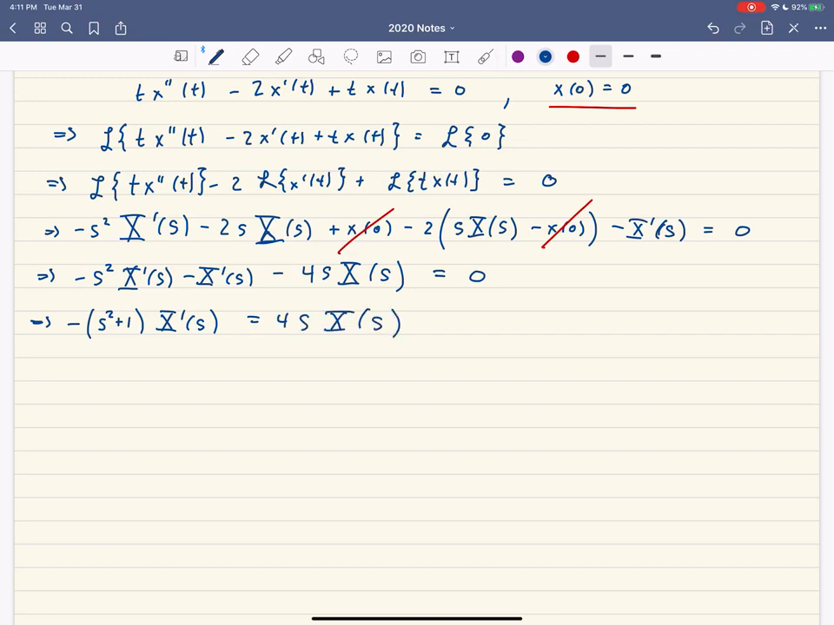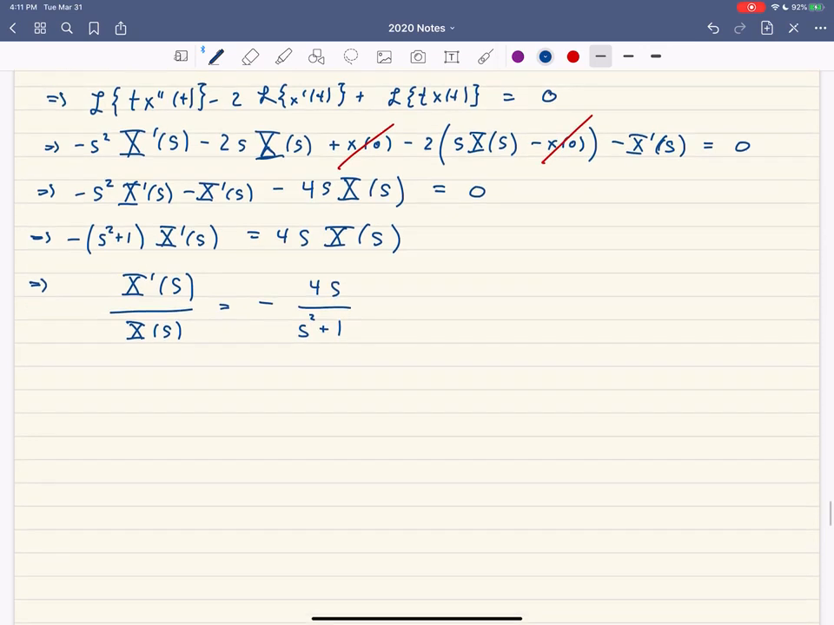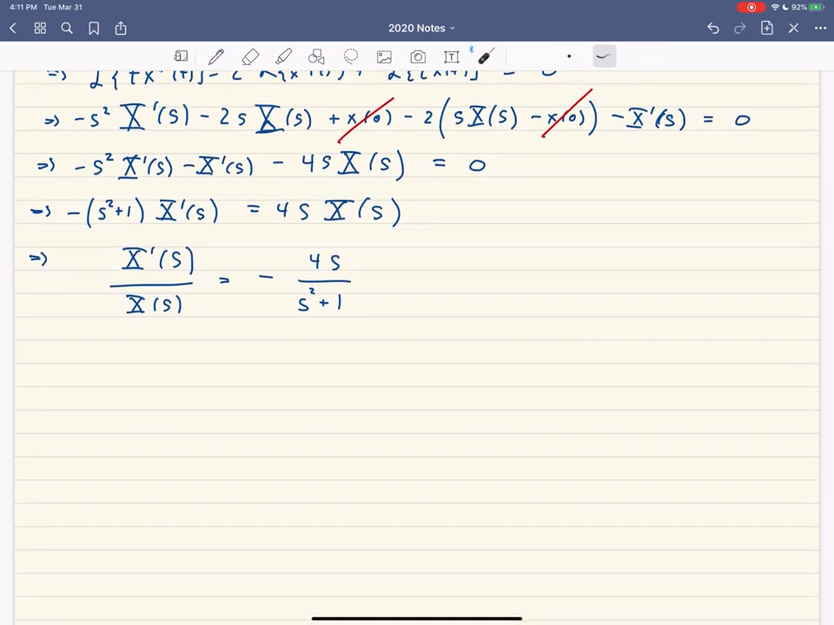If I think of this capital X prime as, say, dX ds, this is a separable differential equation. We don't really need to write it as a separable differential equation if we know logarithmic derivatives, so let's just do it this way. I'm going to divide both sides by capital X. On the right side, I'm going to get negative 4s over s squared plus 1. And notice that the left side is nothing more than the derivative of the natural log of capital X.